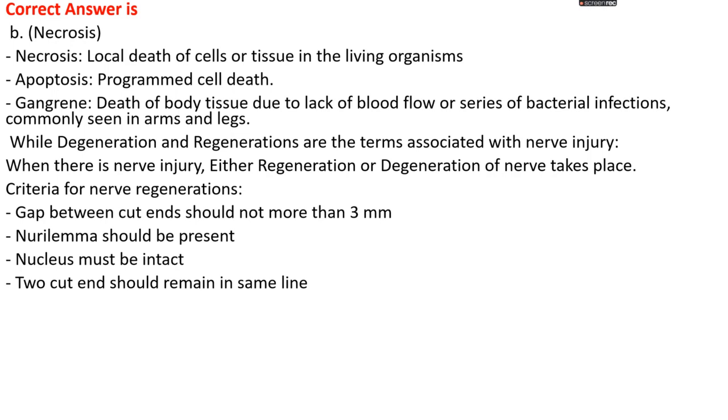Here are some criteria for nerve regeneration: the gap between the two cut ends should not be more than 3 mm, and the neurilemma, which is the covering of the nerves, should be preserved or present. The nucleus must be intact, and the two cut ends should remain in the same line.